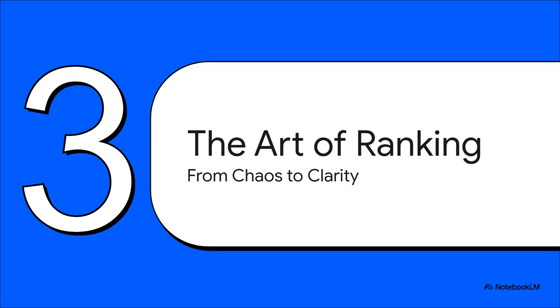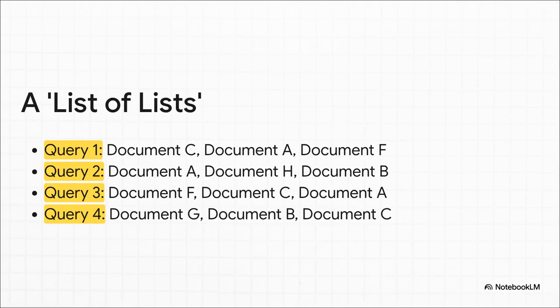Because after the AI has done all those searches, it's got a new problem on its hands. It has all these different lists of results, and it has to figure out how to turn all that chaos into pure clarity. So just imagine this is what the AI is looking at. It's got a list of lists. Each search it ran came back with its own ranked results. You can see right away, some documents, like Document C and Document A, they keep popping up over and over. Others, they only show up once. This is the messy puzzle that the AI needs to solve.